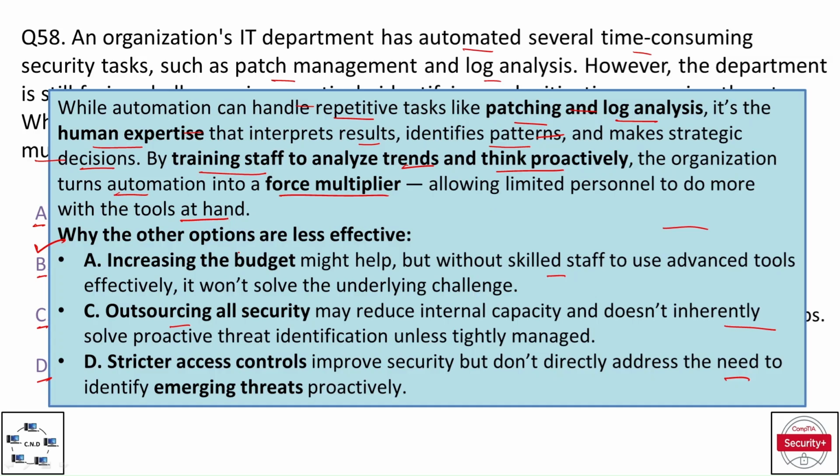So why are the other options less effective? Option A, increasing the budget might help, but without skilled staff to use advanced tools effectively, it won't solve the underlying challenge. Option C, outsourcing all security may reduce internal capacity and does not inherently solve proactive threat identification unless tightly managed. And option D, stricter access controls improve security but do not directly address the need to identify emerging threats proactively.